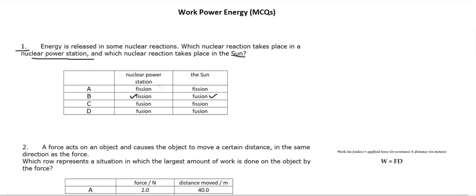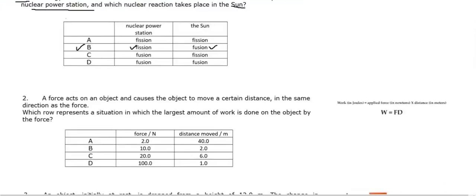You will learn more about nuclear reactions in detail in the nuclear block, but for the time being just note that in the nuclear power station fission takes place, and in the sun and in all stars nuclear fusion takes place. So the B option is the answer.